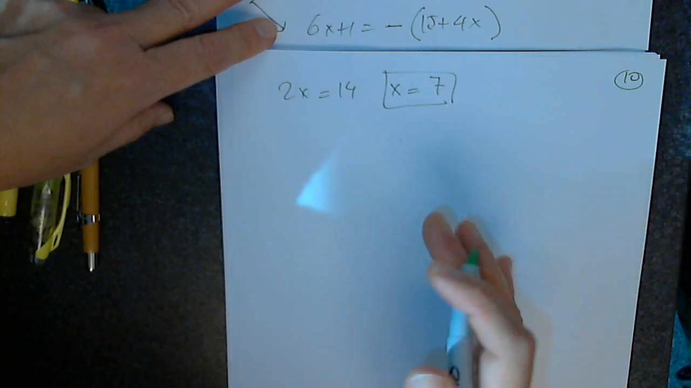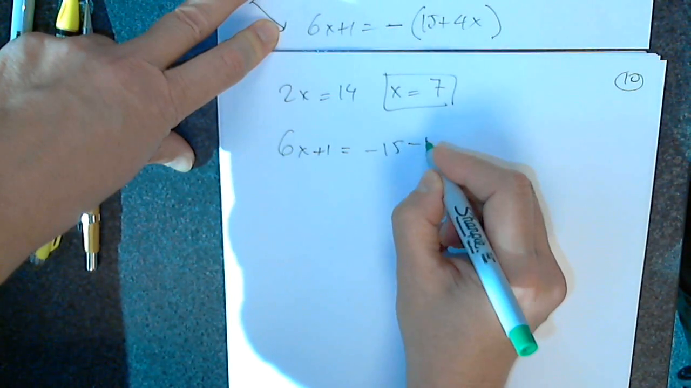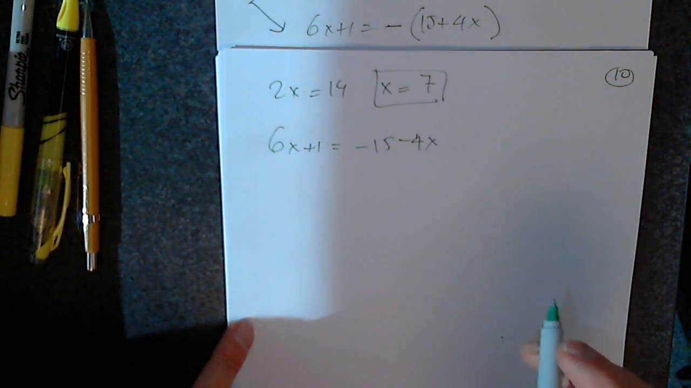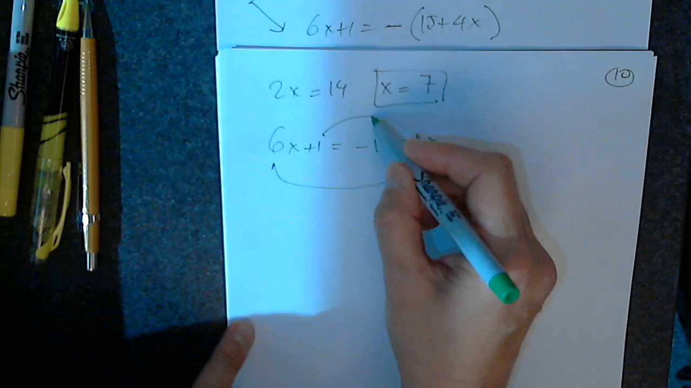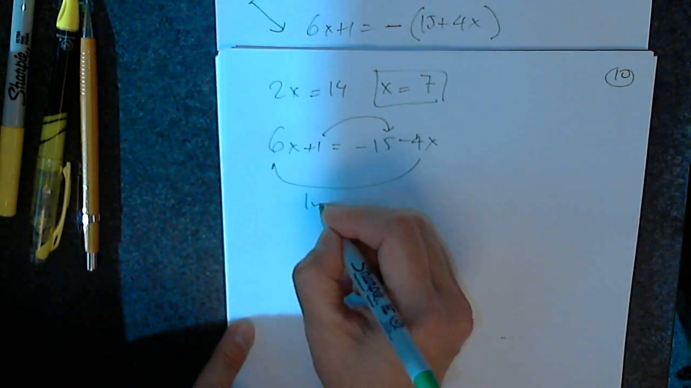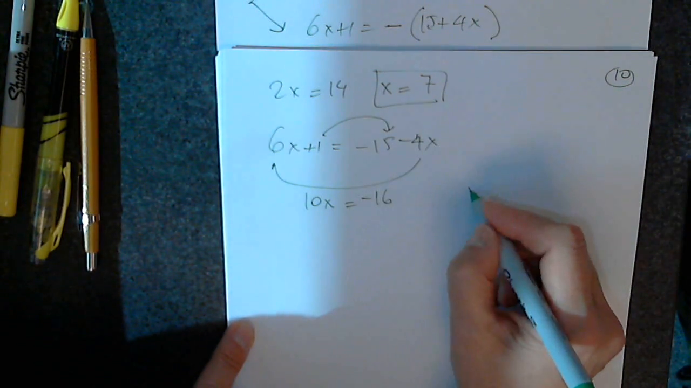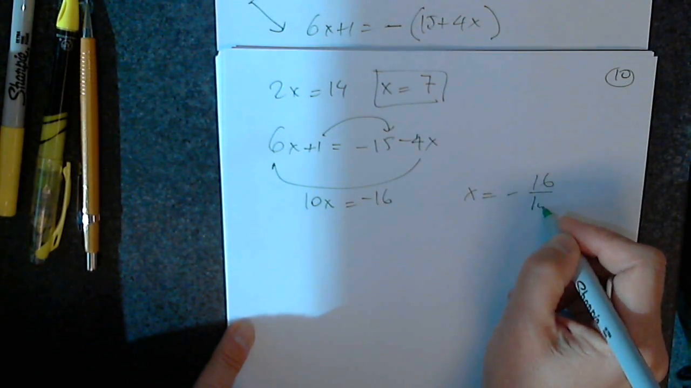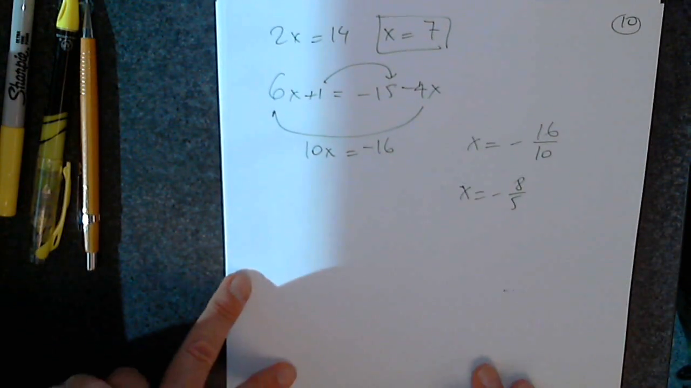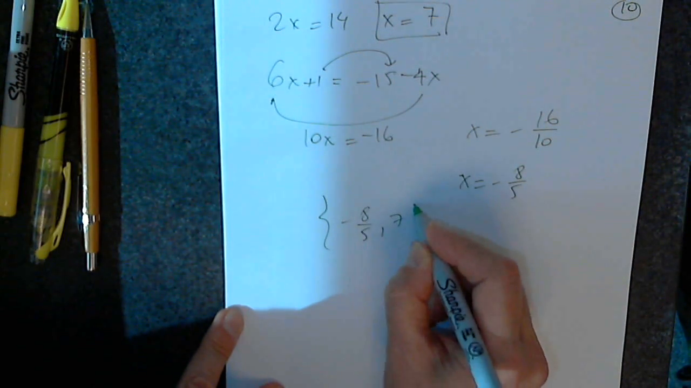Now I have to rewrite the second equation, which is 6x plus 1 equals negative 15 minus 4x. So yes, I will move x and I will move 1. So it will become positive 10x, and negative 15 minus 1, negative 16. So x equals negative 16 over 10, or negative 8/5. Simplified by 2, in other words. So the solution set, negative 8 over 5, 7.